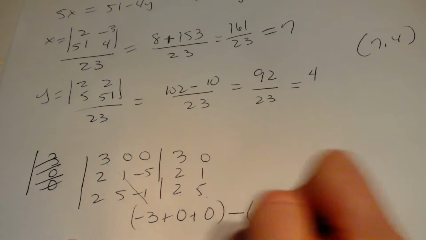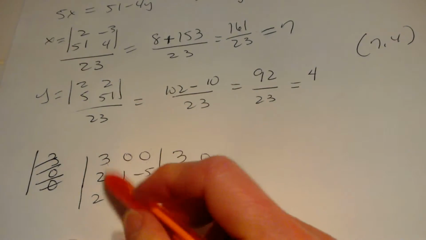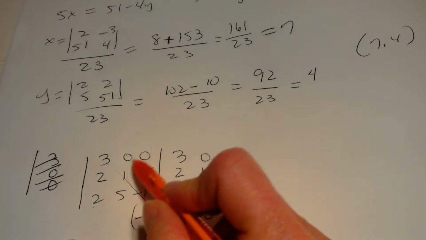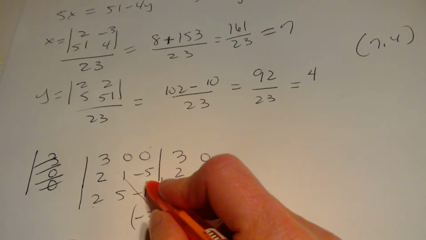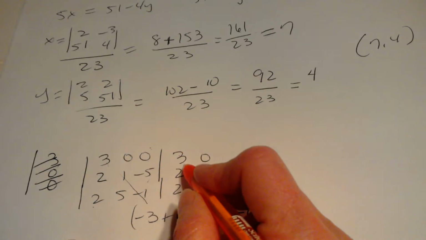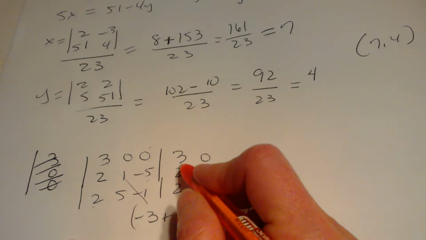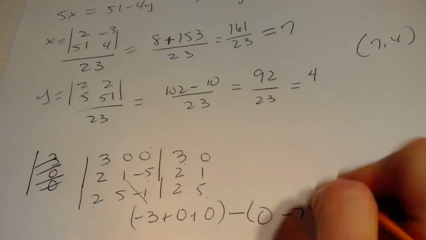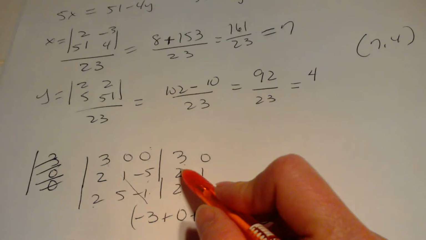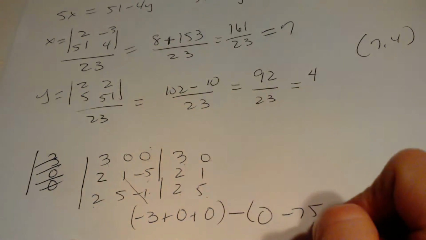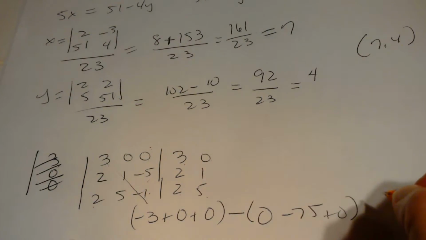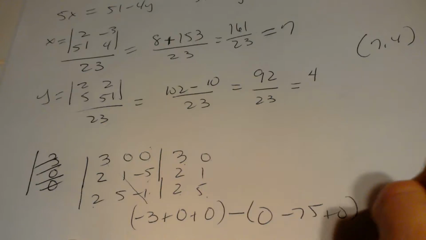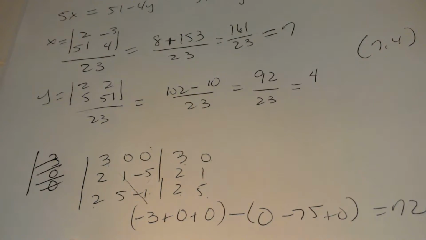Then we're going to subtract, and we're going to multiply up our diagonals. We start at this corner, so that's going to give me 0. I've got 5 times negative 5 times 3, so negative 25 times 3 would be negative 75. And then here I've got negative 1, 2, 0, so that's going to give me a 0. So I've got negative 3 minus a negative 75, which gives me 72 as an answer. And that would be my determinant.